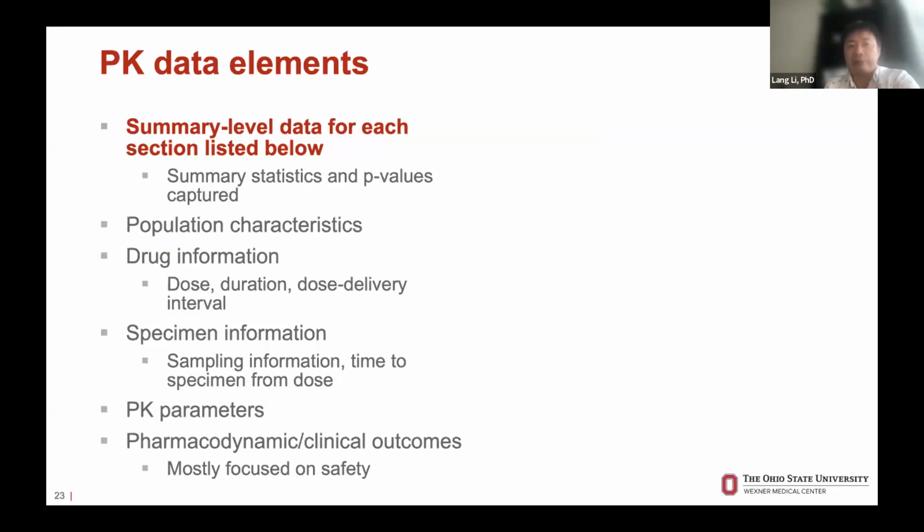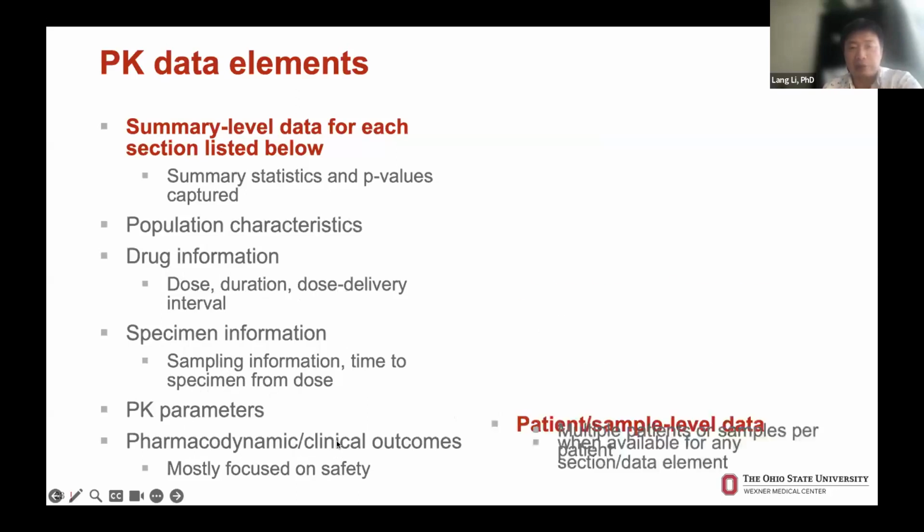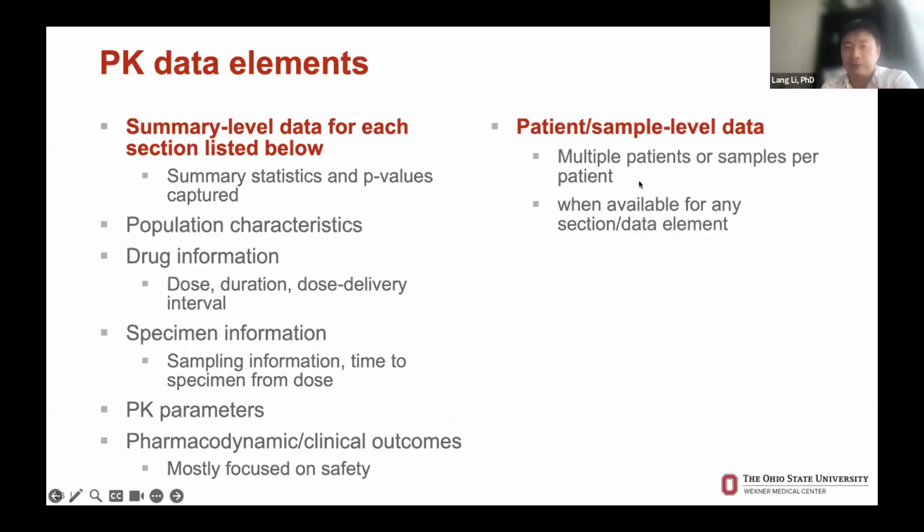In the PK data elements, we have summary level data, including summary stats or p-values if we do a comparison, population data, and drug information, including dose, duration, dose delivery, and interval. We are also collecting specimen information, including sampling information and time to sampling, for those PK parameters and PD outcomes as well. Then if patient sample level data is available, we are going to collect it, with multiple patients or samples per patient when available for any section's data elements.